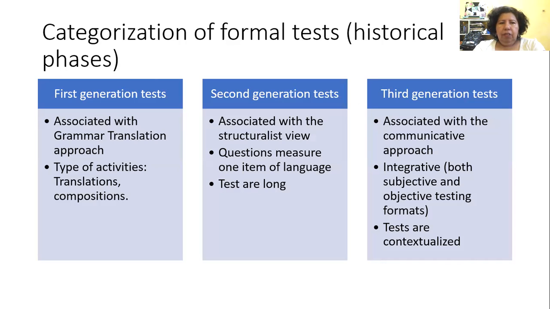Okay, our last topic is about categorization of formal tests, and this means in the historical phases. There are three types of tests in this categorization: the first generation test, second generation, and third generation test. The first one, the first generation test, is associated with the grammar translation approach. The type of activities provided in this type of test are mostly translation and composition.